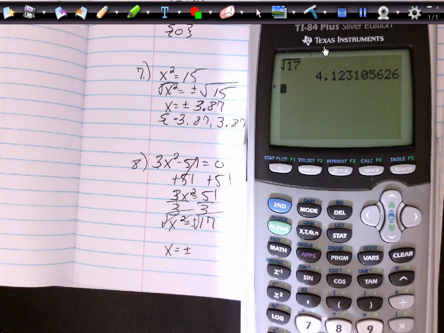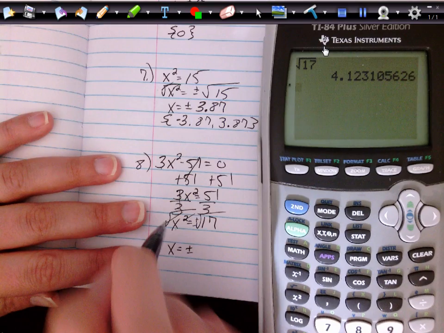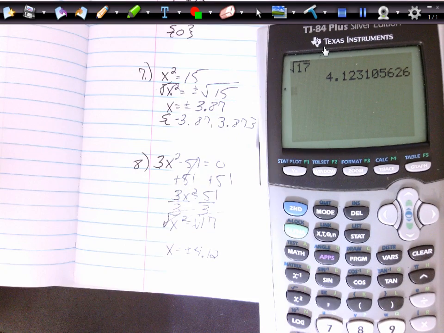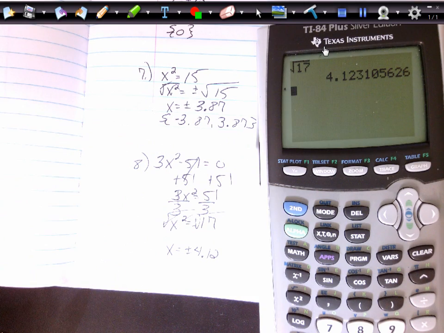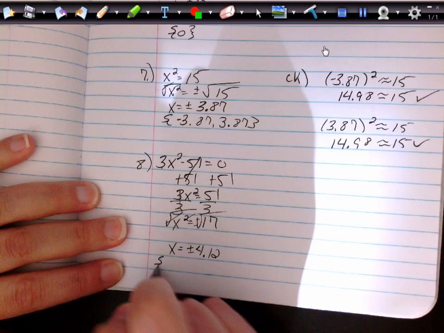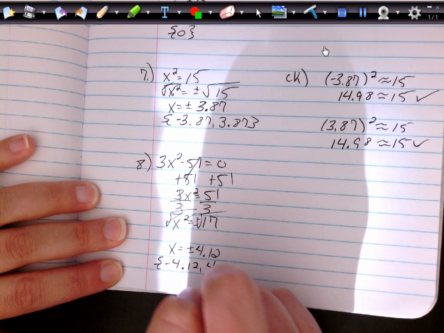And again, 17 is not a perfect square, so we're going to end up with a decimal. Again, we're going to round that to the nearest hundredth, so it's going to be 4.12, because the 3 next to the 2 leaves the 2 a 2. And our answers here are going to be negative 4.12 and positive 4.12.